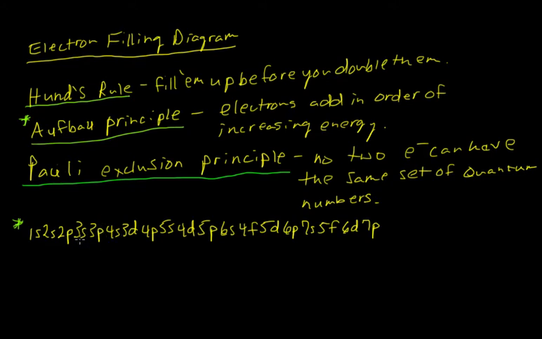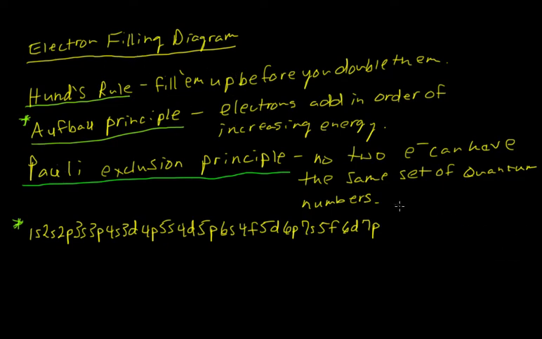You would normally think that after 3s and 3p, the next one up would be 3d. But actually, energy-wise, a 4s atomic orbital has less energy than a 3d. So according to the Aufbau principle, this is the order in which we add everything. We'll just use this as a reference when we're doing the electron filling diagrams.